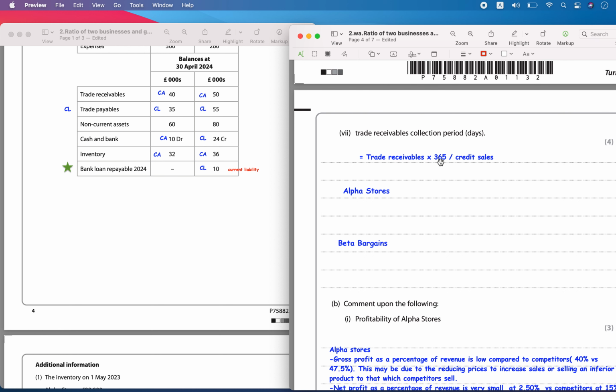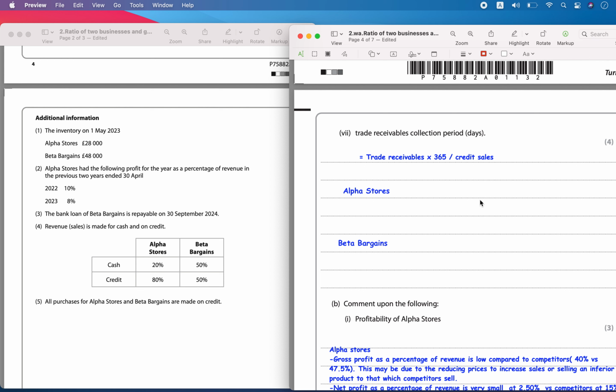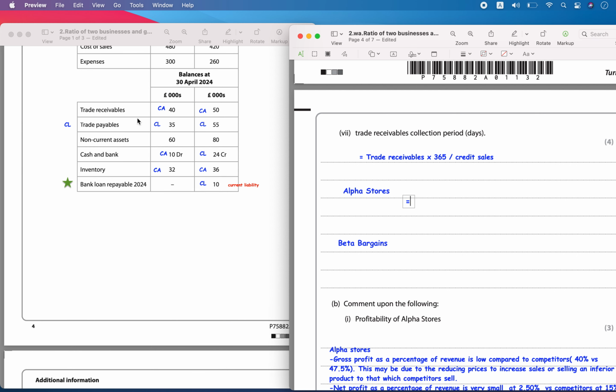Trade receivables collection period is trade receivables times 365 divided by credit sales. So let's calculate that. They have given some information regarding credit sales, which we have to include. The first one, the trade receivables is 40. So 40 times 365.